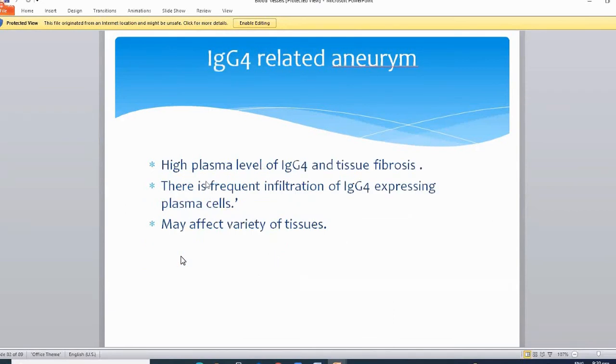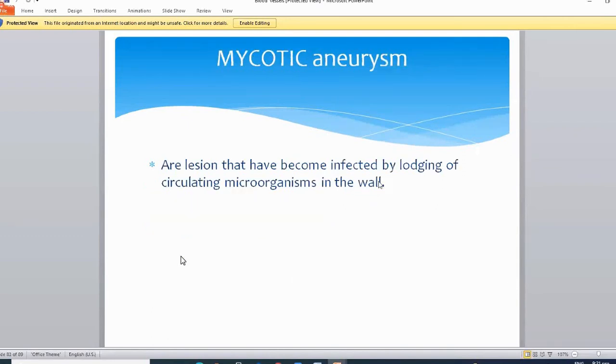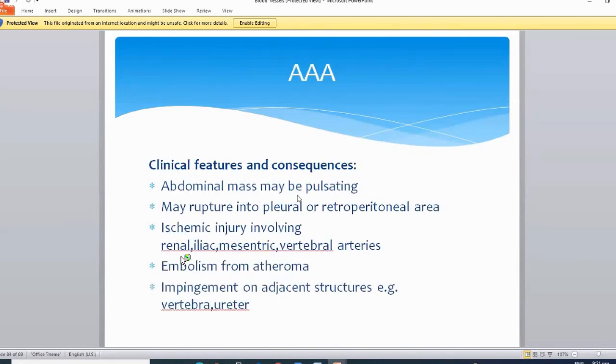IgG4-related aneurysm: high plasma level of IgG4 and tissue fibrosis. This disease is named based on IgG4 elevation. Frequent infiltration of IgG4-expressing cells may affect a variety of tissues. Mycotic is, as the name indicates, caused by microorganisms. Clinical features are based on the site: an abdominal mass may be pulsating.